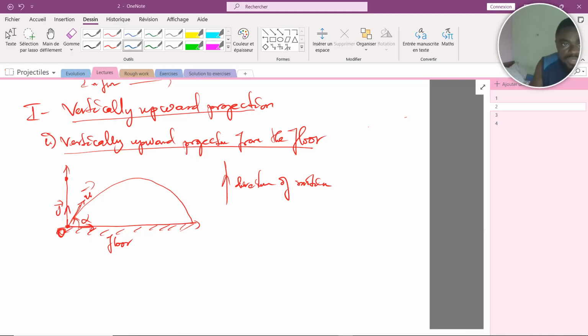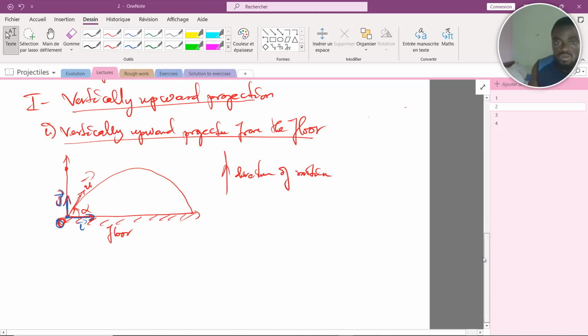Let me take a blue pen. So this will be my positive j, and this will be what? My i vector. Is that okay? So that's how you orient your origin of reference in this case. Is that okay? Now let's move to the other case, vertically upward projection from a height h above the floor.